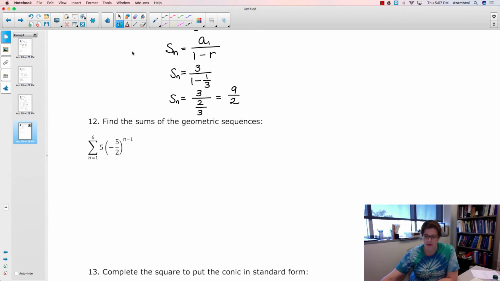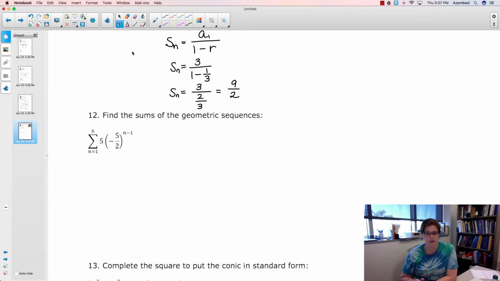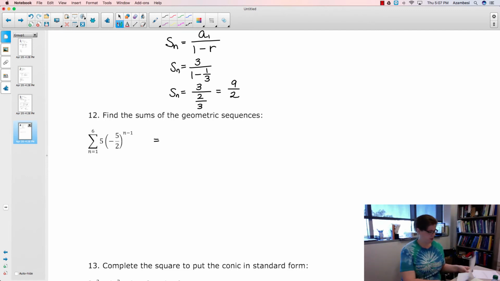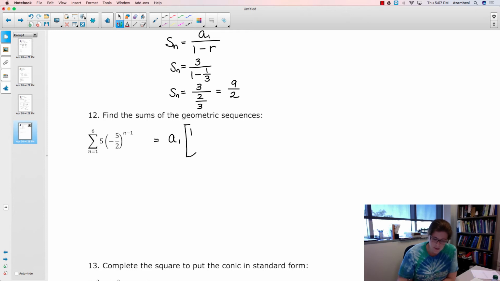Finding the sum of the sequence, this is a finite sequence, so the formula for the finite sequence, and you will have a formula sheet. Let me show you the formula sheet. Oops, I will post it to e-learning. But you will have a formula sheet here. It looks something like this, and I will post it to e-learning today. And it gives you the sum of the finite sequence, and it's A1 times 1 minus R to the n over 1 minus R.